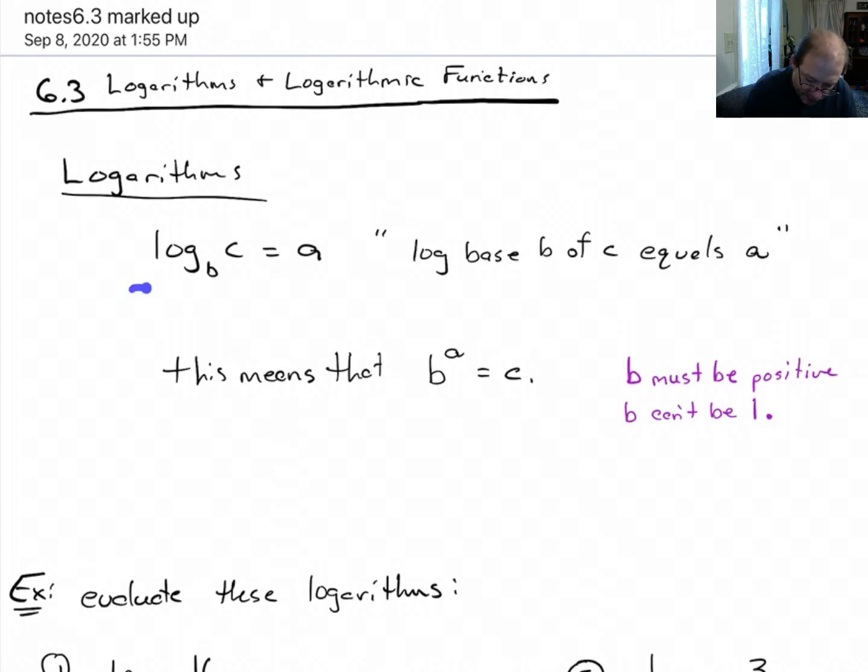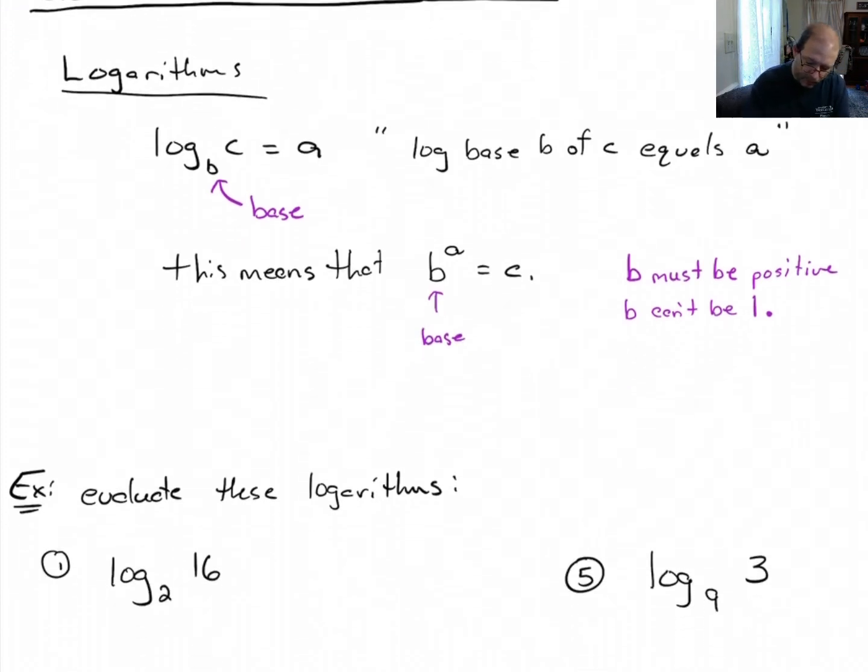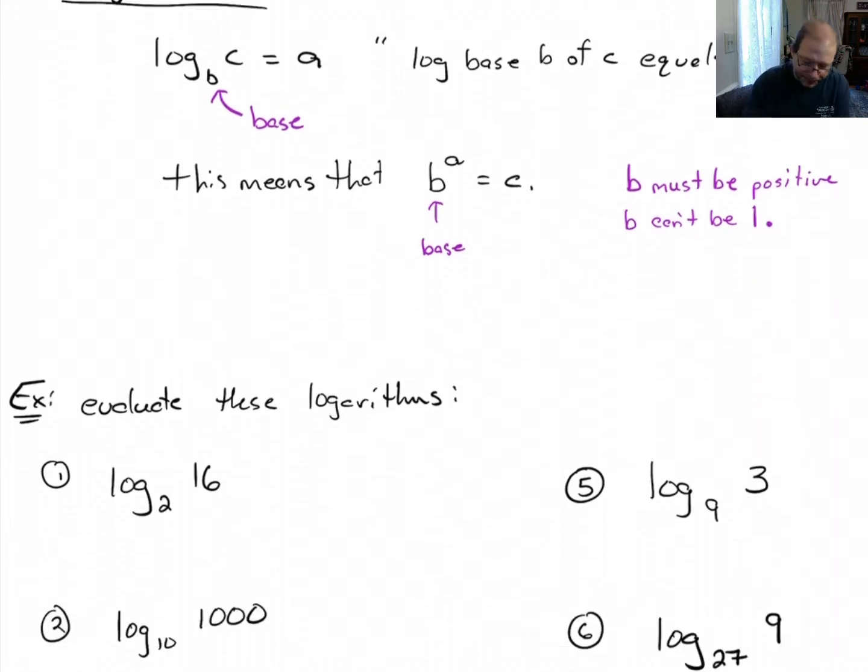So if you have this right here that says log base b of c is equal to a, what that means is b raised to the a power gives you c. Now b has to be a positive number and it can't be 1 because, well, a base 1 logarithm, when you raise 1 to anything, you only get 1. So one thing to keep in mind here is on both of these, b here is the base. In both places. So let's evaluate some logarithms.